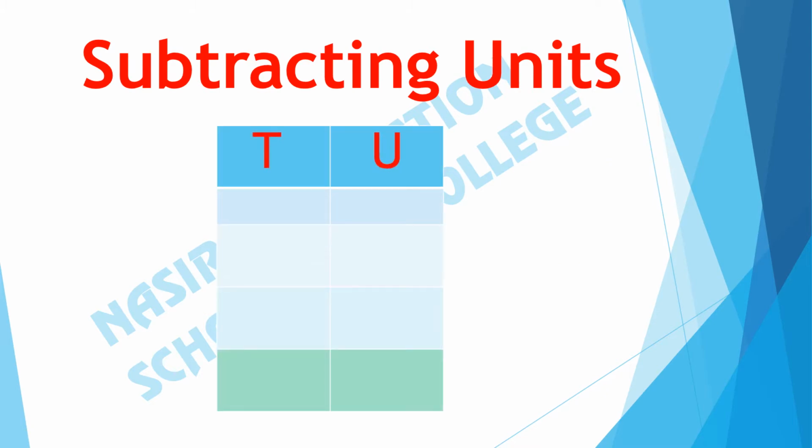Here a chart has been shown. In this we will write 25, 2 in the tens column and 5 in the units column. Same way we will write 18, 1 in the tens column and 8 in the unit column. We use this sign to show the subtraction. First of all, we will subtract units. We will subtract 8 units out of 5 units.